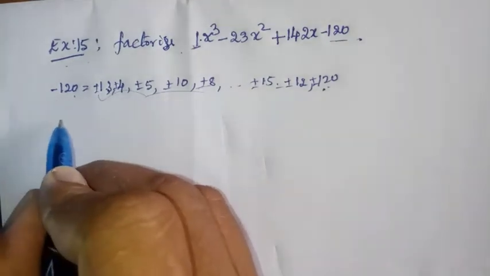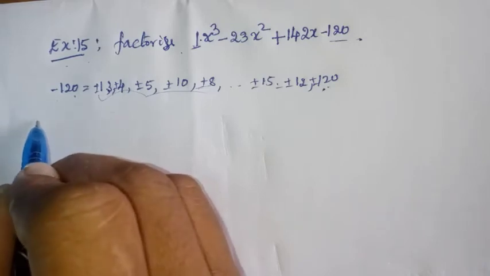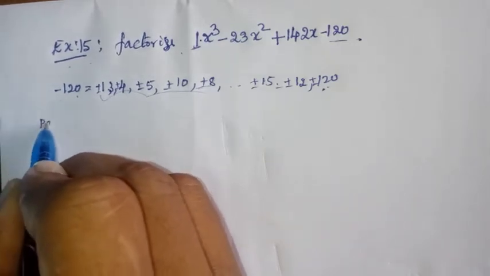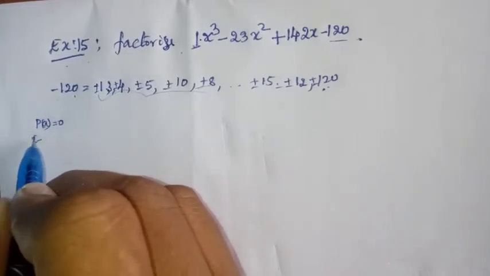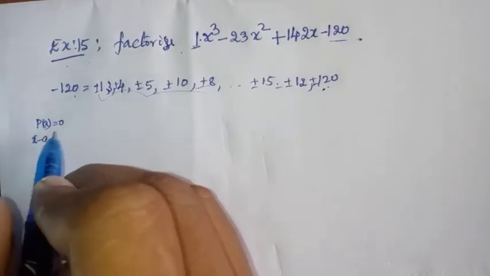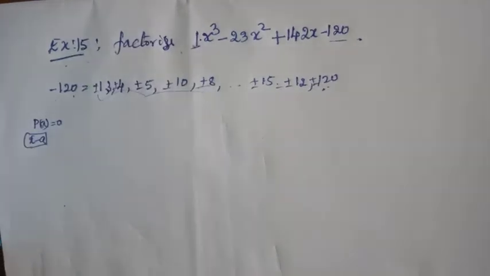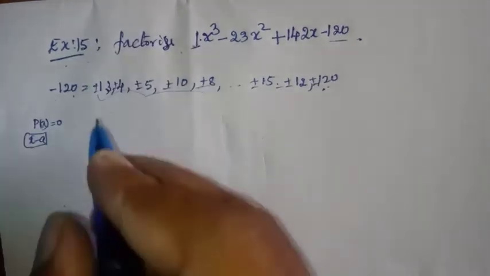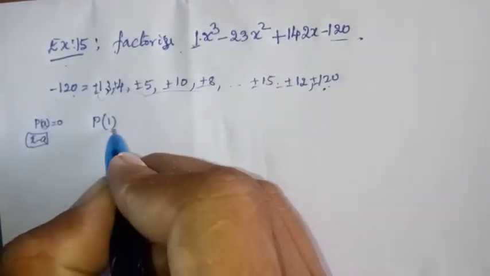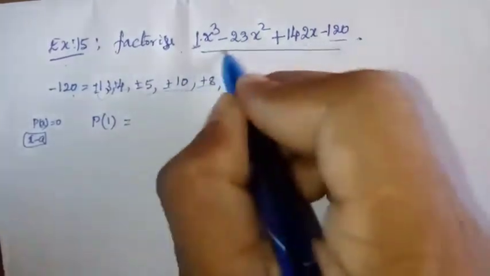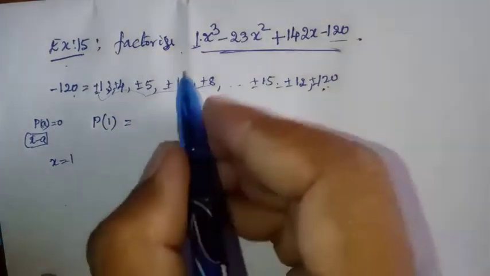What do you mean by factor theorem? Factor theorem means if we get p of a equal to 0, that is, if p of x is divided by x minus a, then we call x minus a a factor. Now by trial and error method we have to check. First I am considering plus 1. I am going to find the value of p of 1. Now substitute x equal to 1.